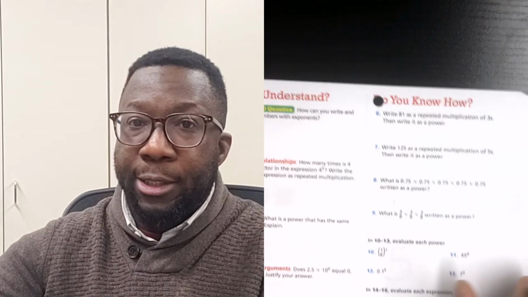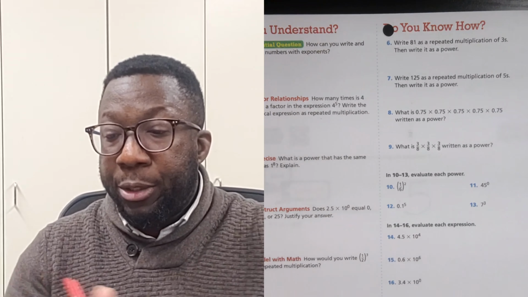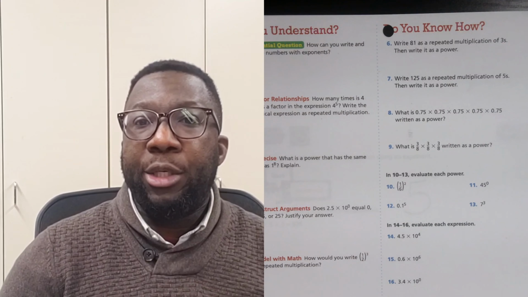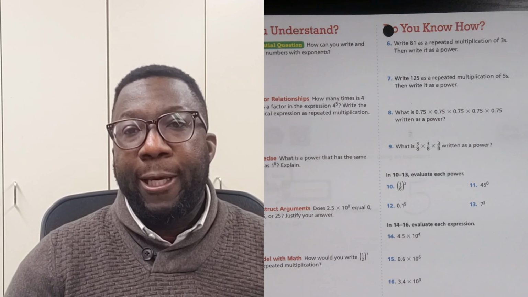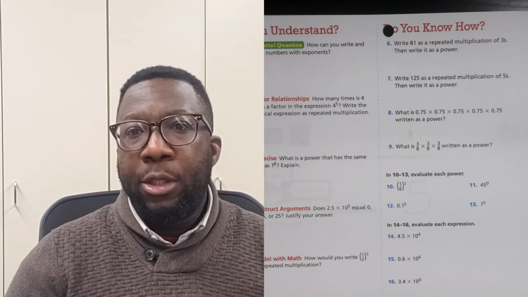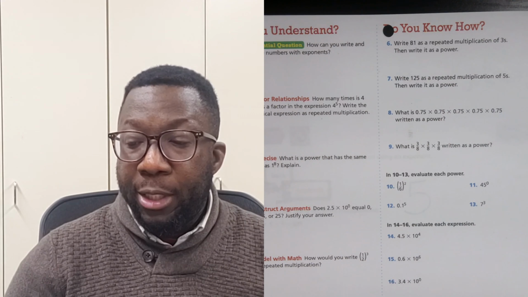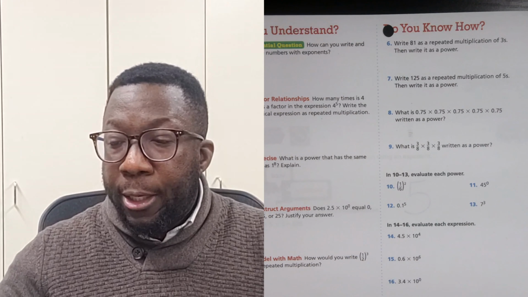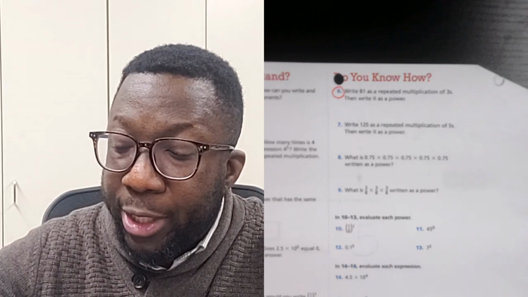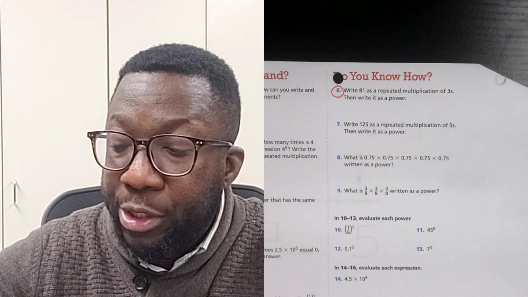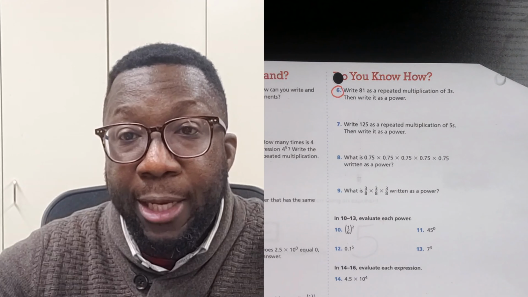Along with those key points, we're going to go through this together in class for the "Do you understand and how do you know?" section. So again, you're going to want to cut this out and glue it into your composition notebook. Ensure that as we're going through this in class, you're following along. The key points, particularly, if you look at question number 6: we want to write 81 as a repeated multiplication of 3's, and then write it as a power.